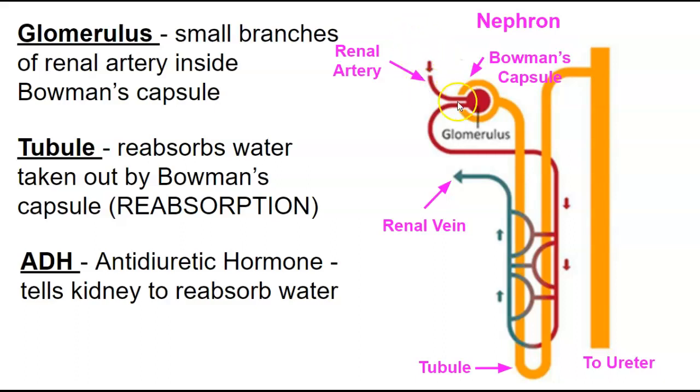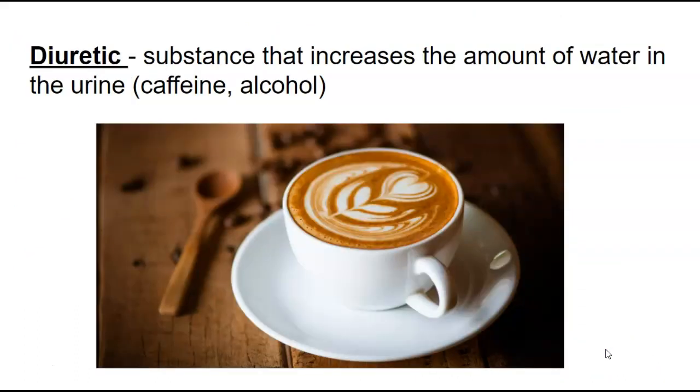Again, overview: blood vessels come in, get filtered here at the Bowman's capsule, stuff gets reabsorbed at the tubule, and the waste, which is water, salts, urea, goes to the bladder and out. So what's a diuretic? It is a substance that causes you to pee, in short. It increases the amount of water in your urine, so it makes you pee, and it also can make you dehydrated. So an example of this is caffeine, alcohol.